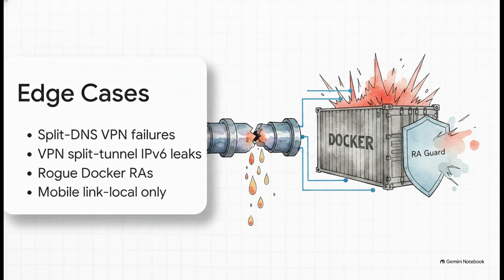Or if a dev spins up a Docker container and suddenly half the floor loses internet, you know exactly how to hunt down that rogue router advertisement using Wireshark and clamp it down by enabling RA Guard on your switches.